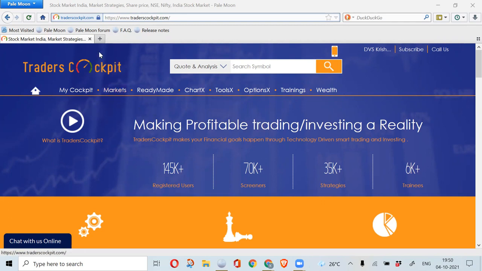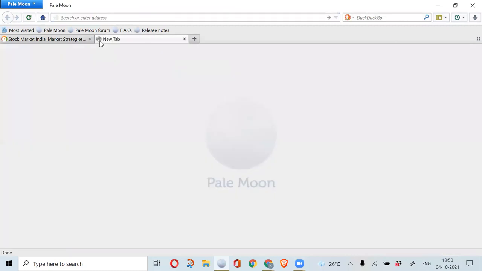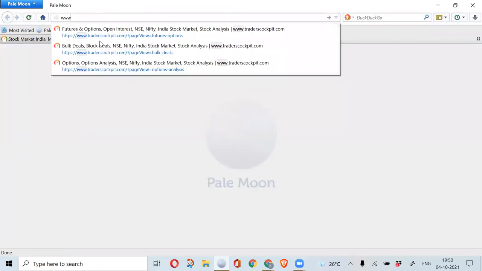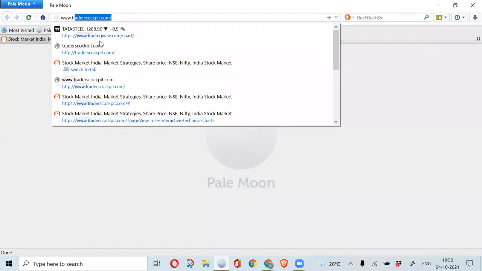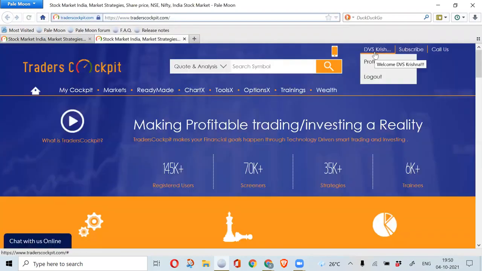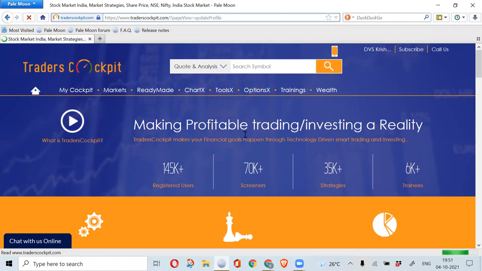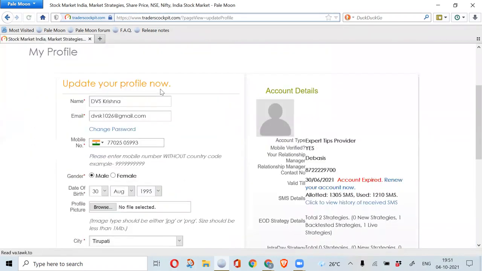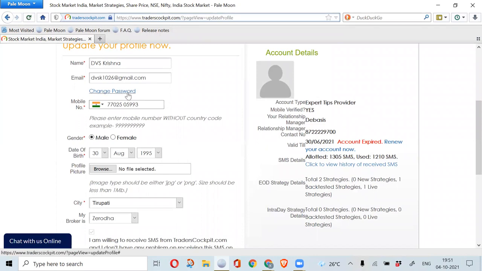Beginning with this, you can open Traderscockpit.com in any browser. Just go into any page, type www.traderscockpit.com, and then you can start using the software tools by logging in here with your email ID and password. If you go to your profile name, you can click on the profile to see the details of your account, like your email ID, your phone number, and if you want to change the password, you can click here to change it. Your subscription details can be found on the right side of the screen.